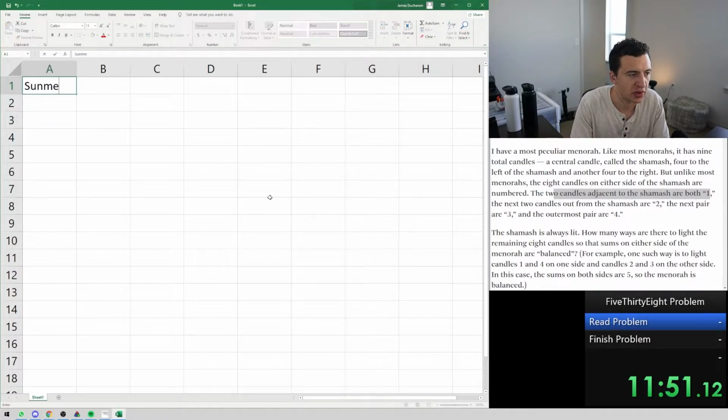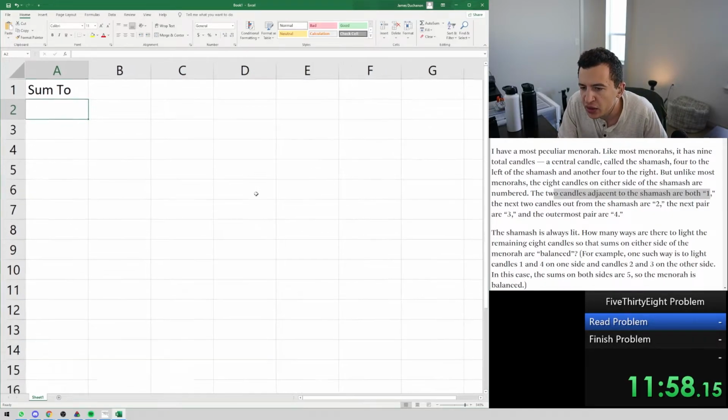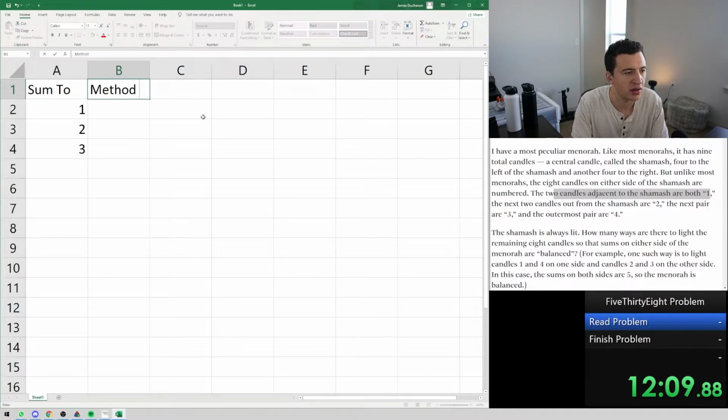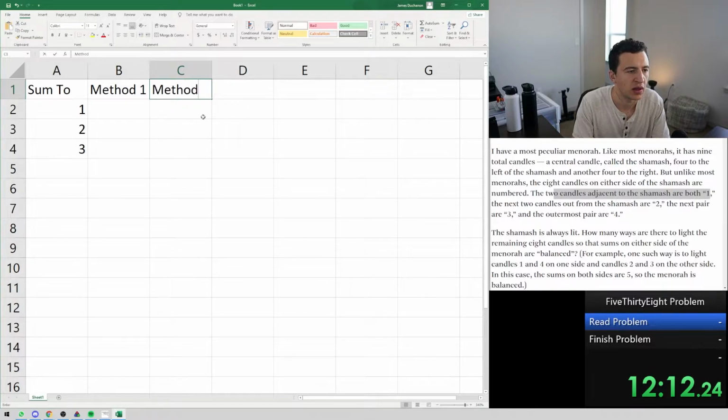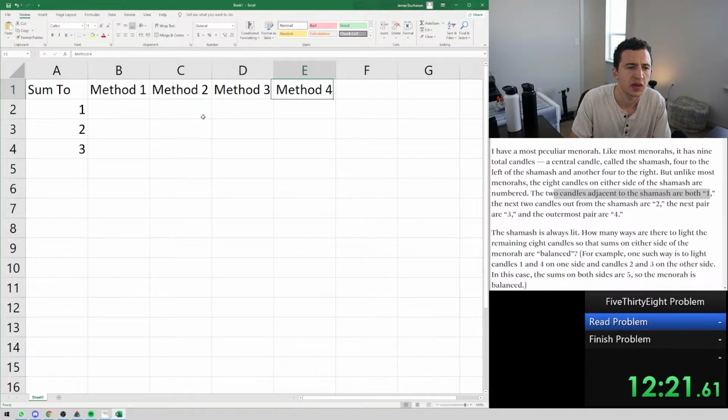Cool. So I'm going to make the same thing. Sum to, how big should I make this font wise? That's pretty big. Okay, so I want to sum to, and we can extend that out to the highest number. And then here, method 1, method 2, method 3. Maybe they shouldn't be different rows, but we'll see what happens. And then here will be total methods.